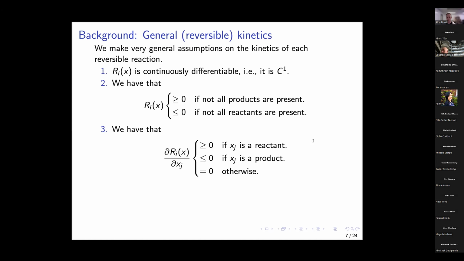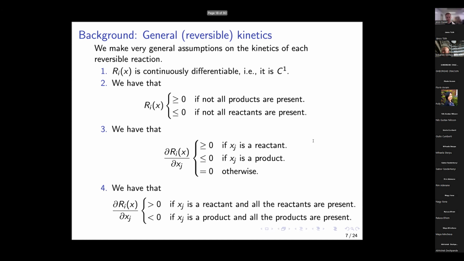And then a very important condition: signs on the partial derivatives. So if x_j is a reactant, and we increase reactants, the reaction will have an inclination to produce more products. And if we increase the products, we'll have an inclination to go back to the reactants. And if the species is not involved in the reaction, it doesn't impact the kinetics.